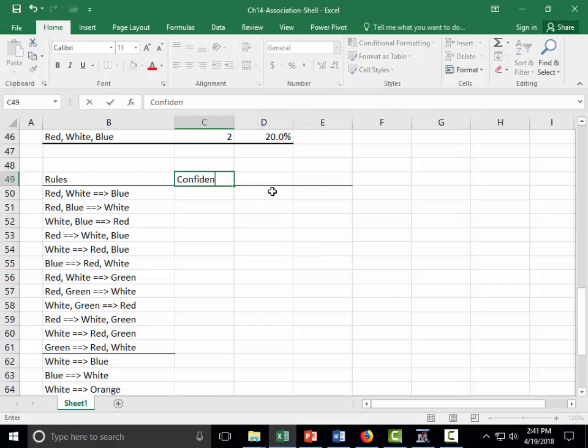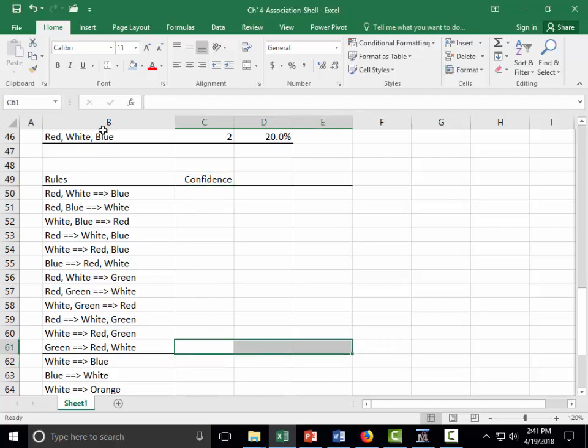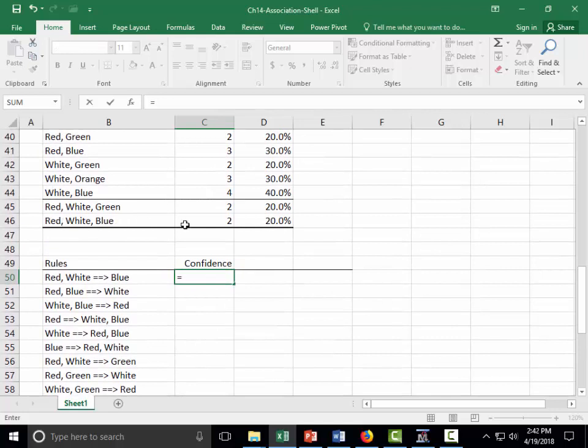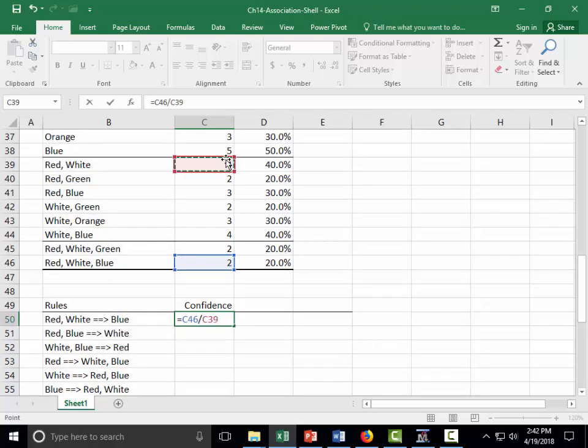So confidence. Okay, so what is confidence? Number of transactions or support. Support for the whole thing divided by support for the antecedent. So confidence here is red, white and blue. So we have red, white and blue divided by red, white. So that's the confidence for that rule.